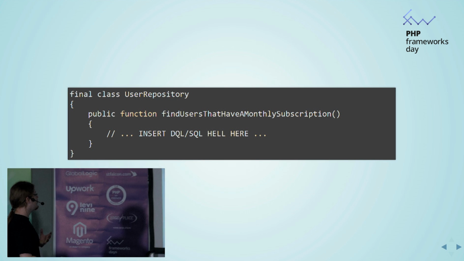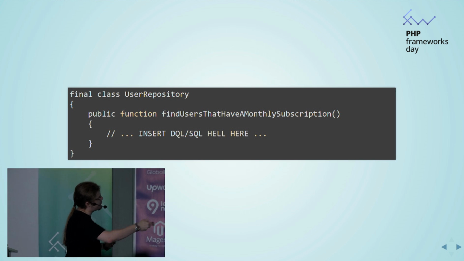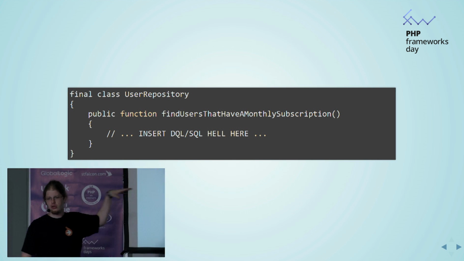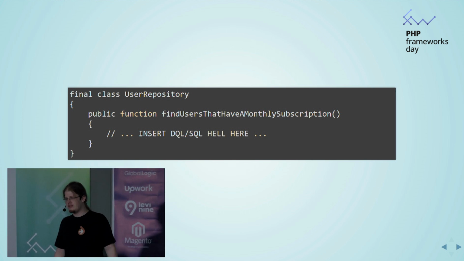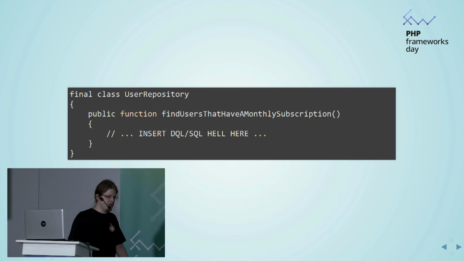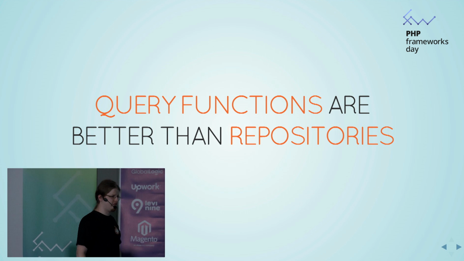Okay, so what you can do is then you have a find users that have a monthly subscription. This is clear and understandable. You use underscores, whatever you want, but this is very clear and understandable. There is a secondary approach, which is, I think, even better, which is having some query functions.